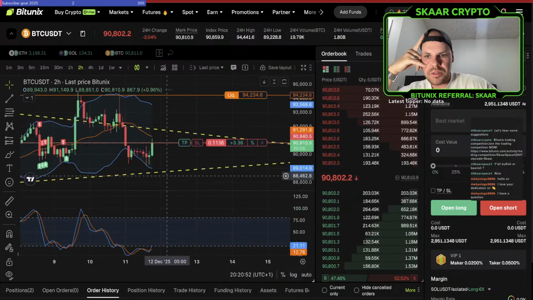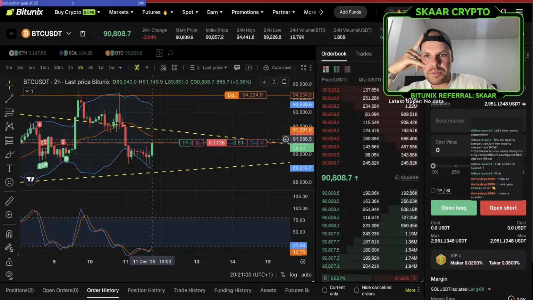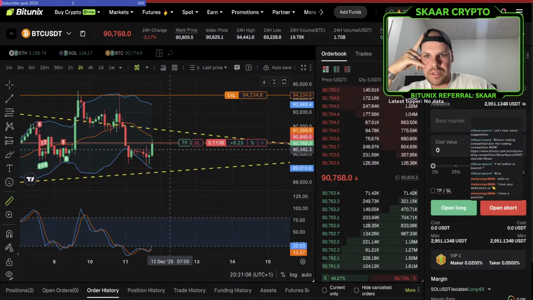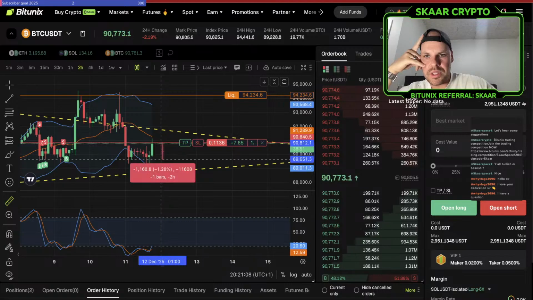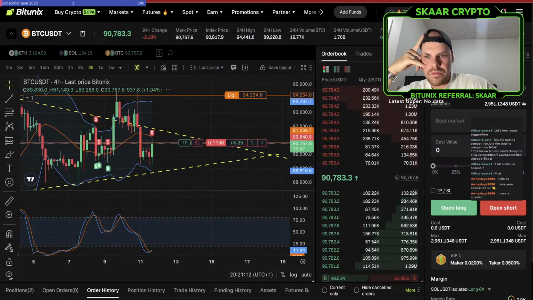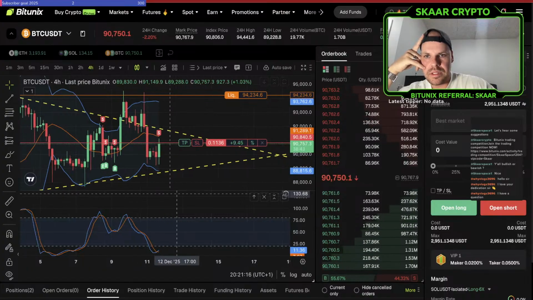On the 2 hourly, as you can see, the move has happened, but I hope this was the resistance that we met. We got that resistance, and then we go back on the 2 hourly. It would be nice if we go back and retest the bottom range. That would be very, very sweet. On the 4 hourly, again, I hope this happens.